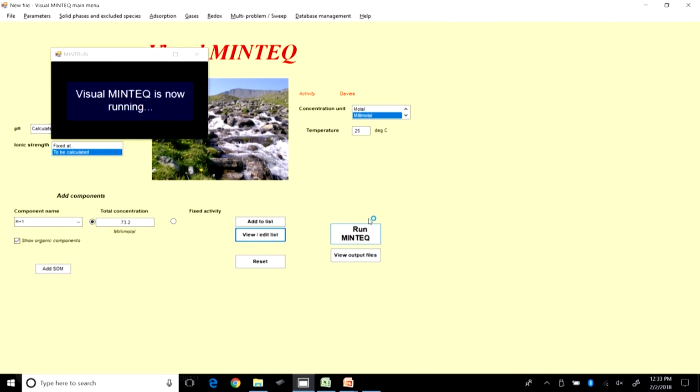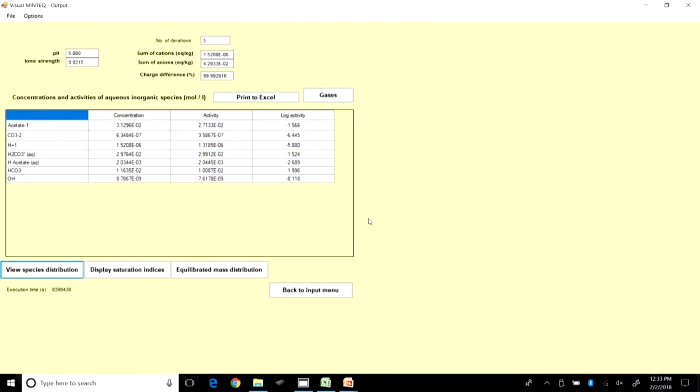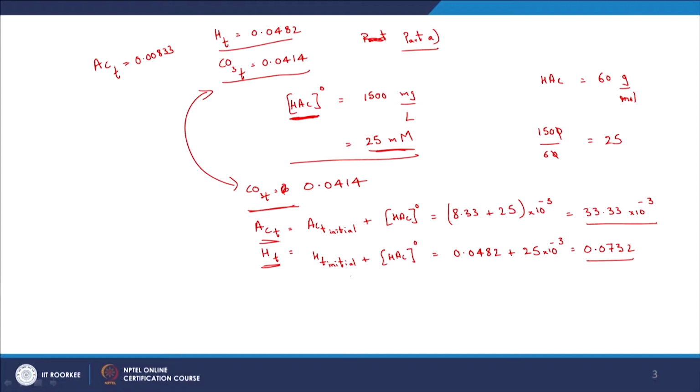So, right, run VMinTech, and now it seems okay. And what do you see now? Obviously, if you added acetic acid at 25 millimolal to a particular solution, we now see that the new pH has fallen to 5.88, right. So, let us plug this in here. So what is the new pH? It is now 5.89, right. That is something that we need to keep in mind.